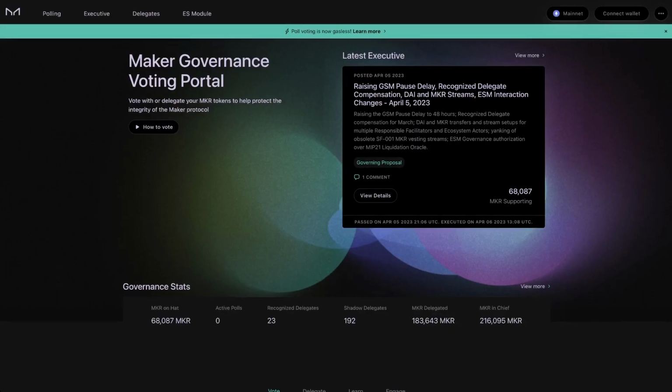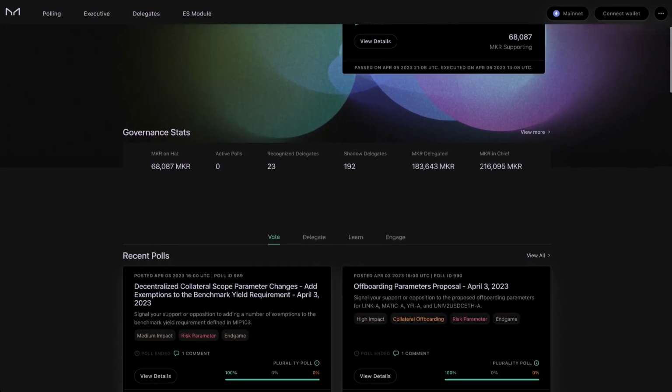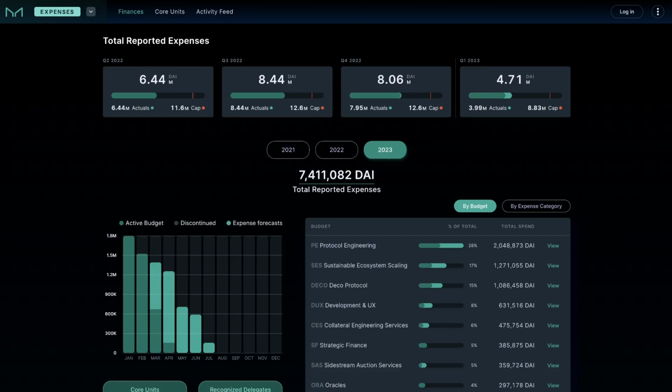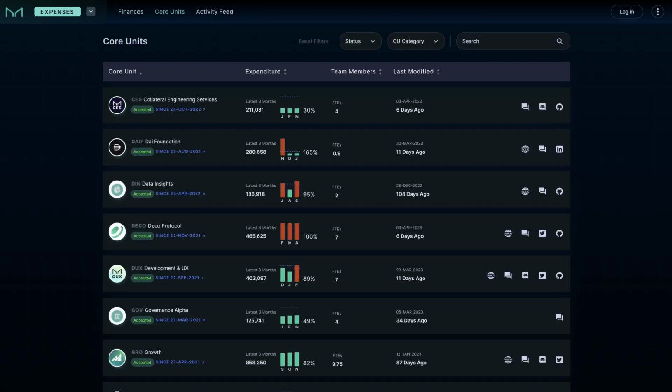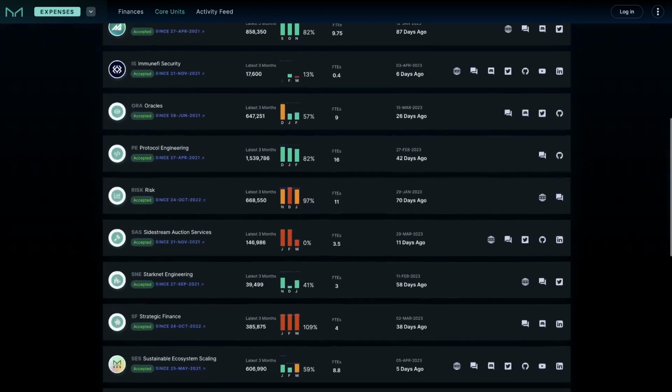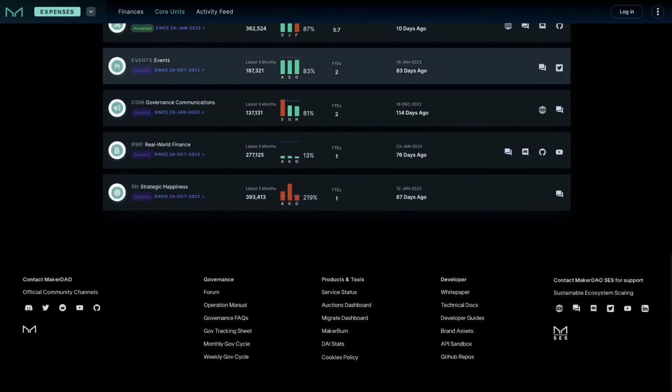In this episode with Wouter, we cover the basics of MakerDAO, how it's structured as an on-chain organization, and the current state of its operations, after which we dive into the details behind Maker's expense dashboard. We discuss the purpose of the dashboard, the roles of different core units, the different levels of expense reporting, how budgets are determined, plans for the future, and more.